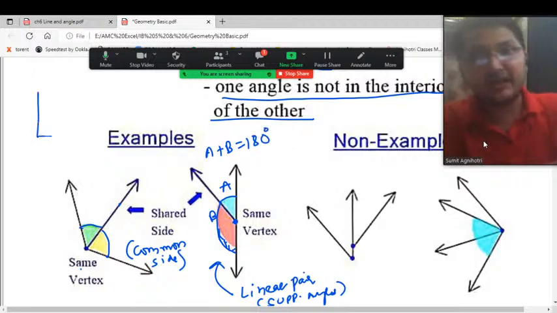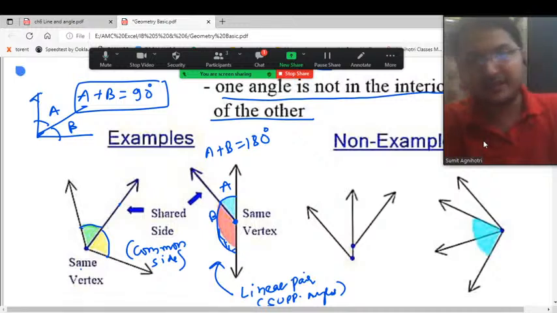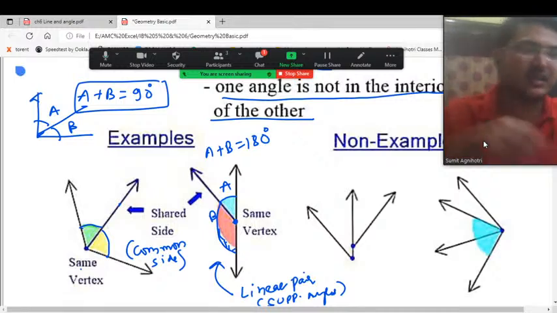If we have two adjacent angles like this, which make an angle of 90 degrees, what do we call them? We call them adjacent angles with 90 degrees. That means complementary angles. Complementary angles. I will further explain what it is.